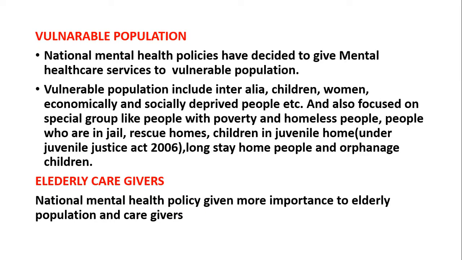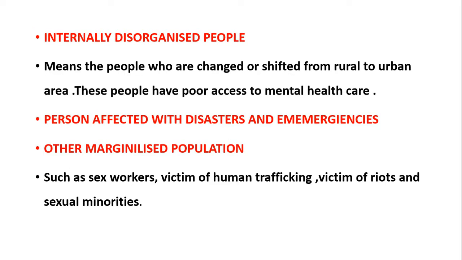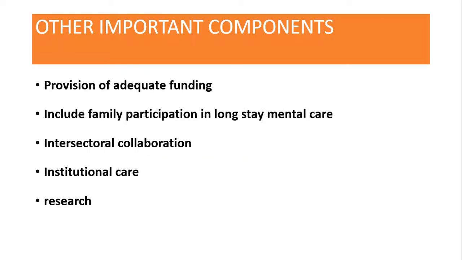Vulnerable people, that means those in jail, rescue homes, and children in juvenile homes. Give more importance to that group of people and to elderly caregiver support. Then internally displaced people, that means those shifting from rural to urban or urban to rural areas and facing problems. Then persons affected by any kind of natural calamities or disasters. Then marginalized populations like sex workers, victims of human trafficking, victims of riots and sexual minorities.